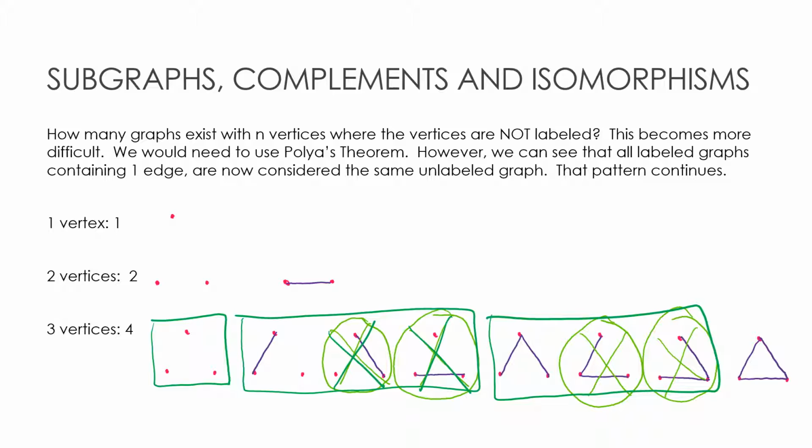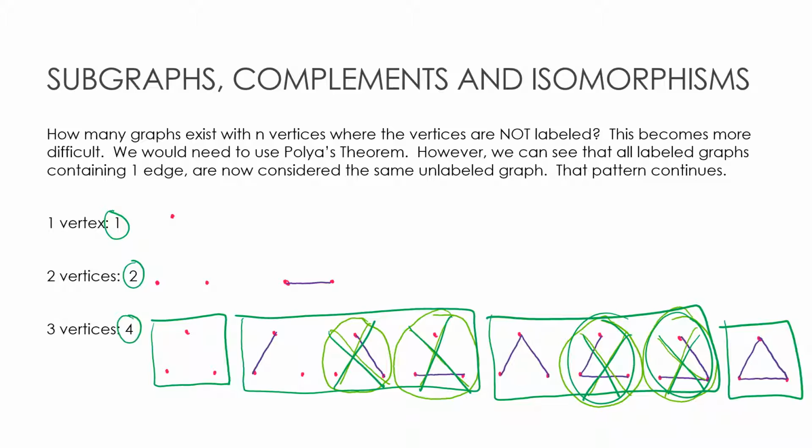Notice, not labeled vertices. This guy I crossed out and this guy I crossed out, because there's still a graph with 3 vertices where only 2 of them are connected. And then, of course, my complete graph for K3. Now, if you'll notice, I got 1, 2, and 4. So it's a little bit more difficult. We're going to have to use Pólya's theorem. But we can see that all the labeled graphs that contain 1 edge are now considered the same unlabeled graph. All that contain 2 edges are the same unlabeled graph, etc.